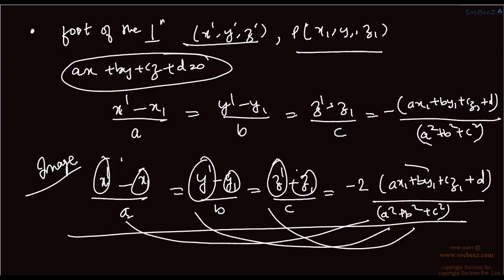How to calculate them? You find the relation between x dash minus x1 upon a and the rest. A, B, and C will be given to you. X1, Y1, Z1 will be given to you. And you will find the values of x dash, y dash, and z dash from these 3 equations.